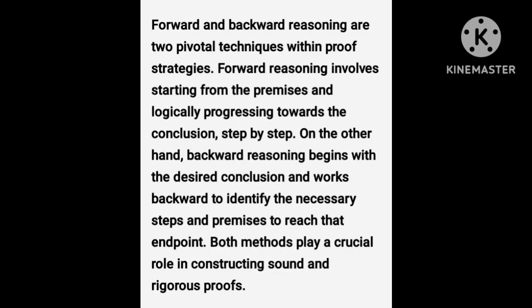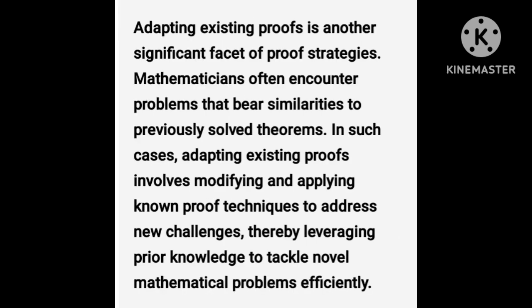Forward and backward reasoning are two pivotal techniques within proof strategies. Forward reasoning involves starting from the premises and logically progressing towards the conclusion, step by step. On the other hand, backward reasoning begins with the desired conclusion and works backward to identify the necessary steps and premises to reach the endpoint. Both methods play a crucial role in constructing sound and rigorous proofs.